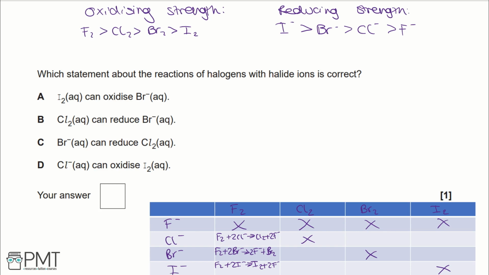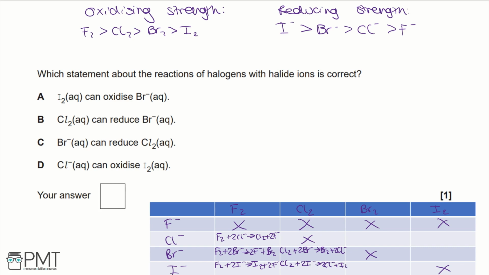Filling out the rest of the chlorine row, chlorine will react with bromide ions, and it will produce the equation Cl2 plus 2Br minus goes to Br2 plus 2Cl minus. And chlorine will also react with iodide ions to produce Cl2 plus 2I minus goes to 2Cl minus plus I2.